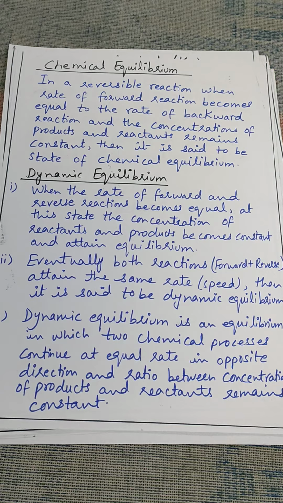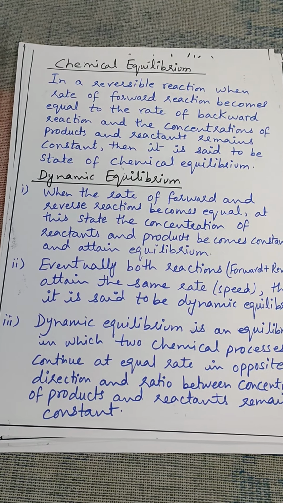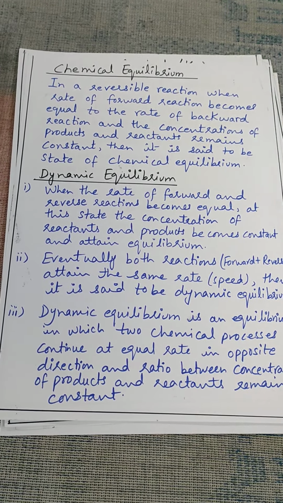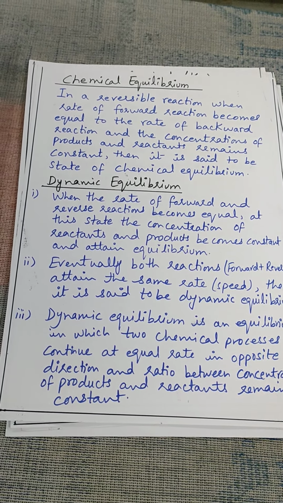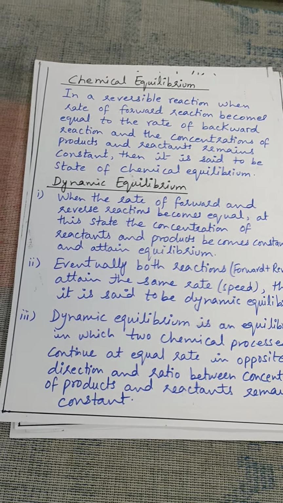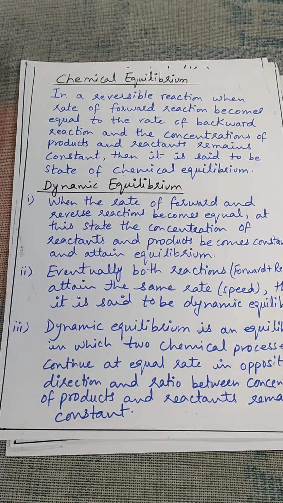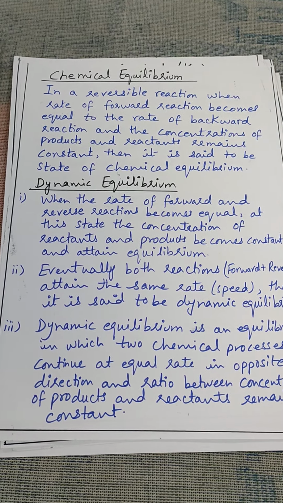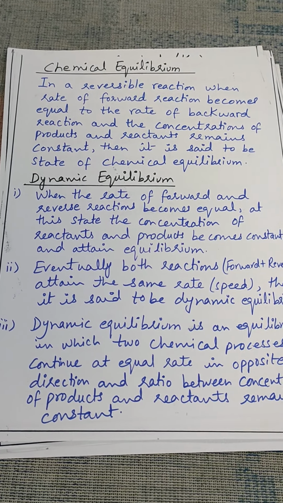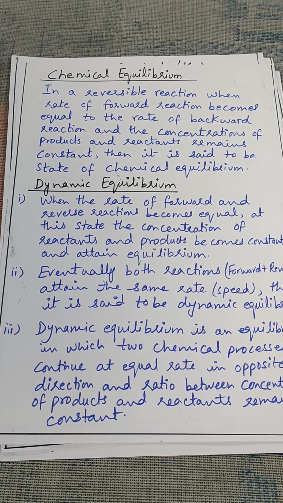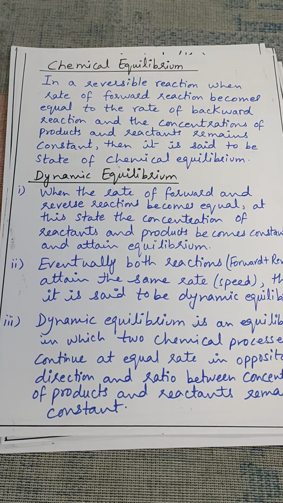Before going to discuss the topic, I would like to revise the main definitions of the chapter, and these are: first one, that is the chemical equilibrium. So chemical equilibrium is defined as, in a reversible reaction, when the rate of the forward reaction becomes equal to the rate of the backward reaction and the concentrations of the products and the reactants remain constant, then it is said to be the state of the chemical equilibrium.